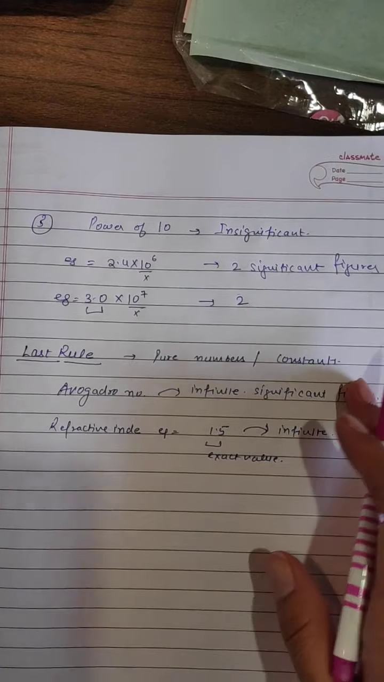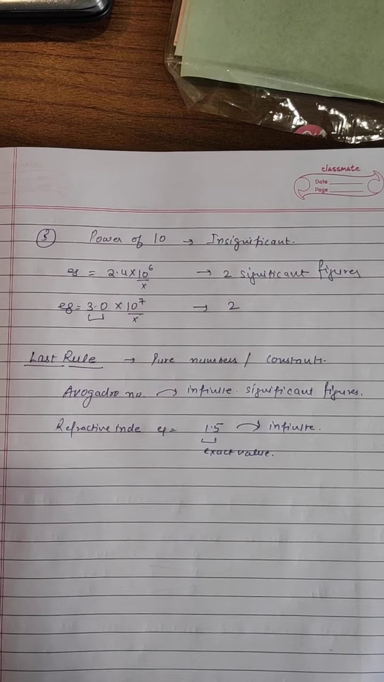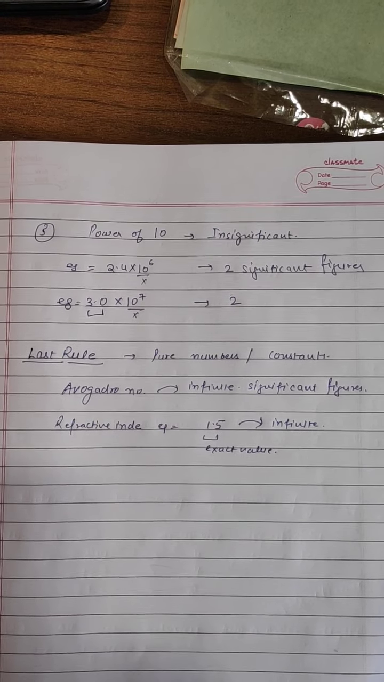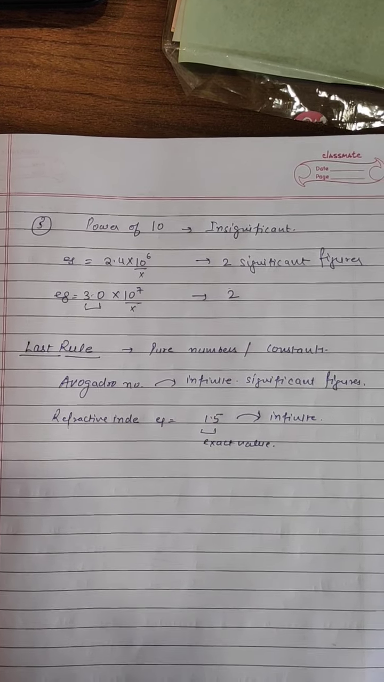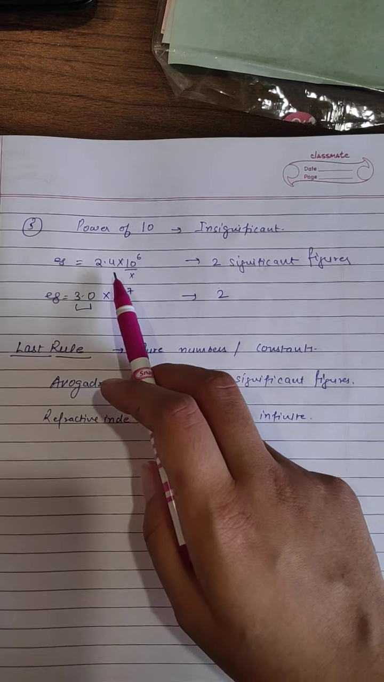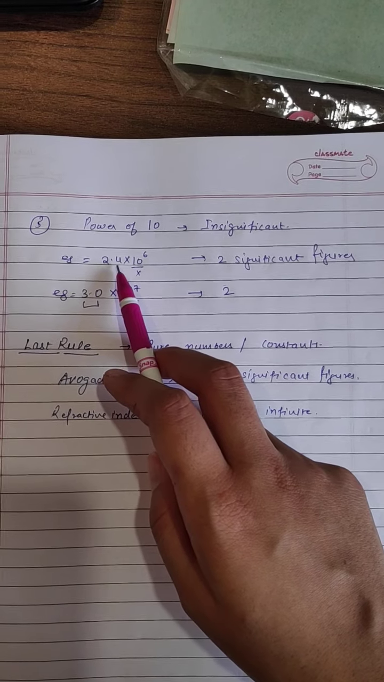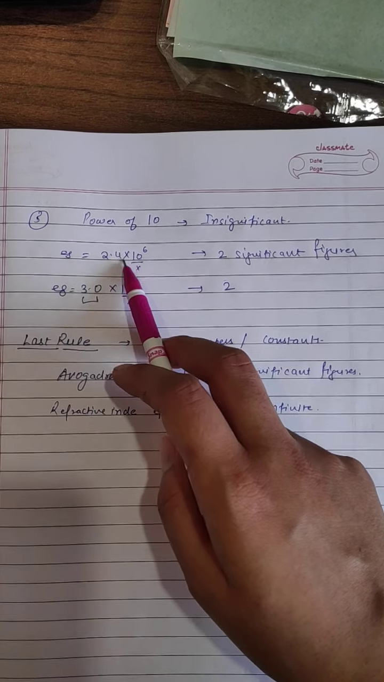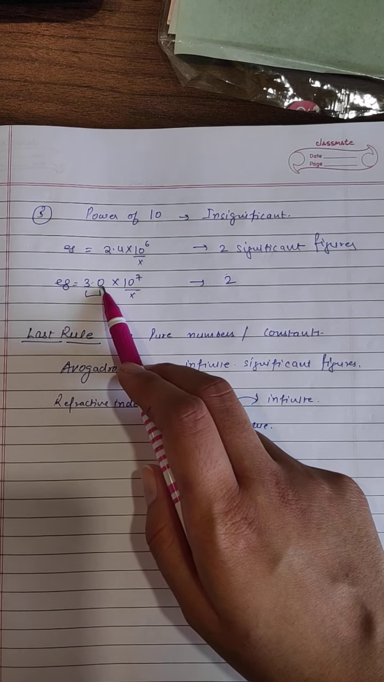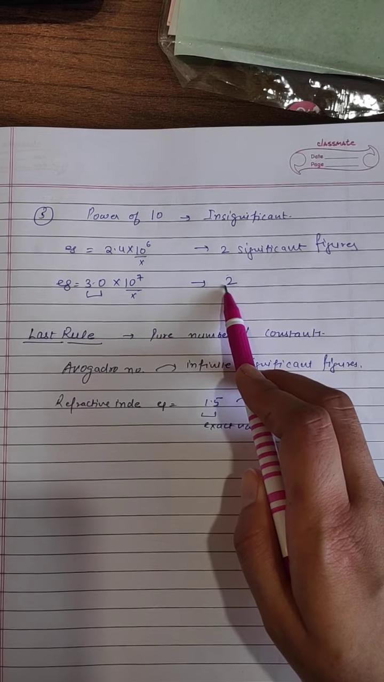Let's discuss the fifth rule, power of 10. Powers of 10 are usually taken as insignificant. For example, if I write 2.4 times 10 raised to power 6, here we have only two significant figures, that is 2 and 4, and we will ignore this. It means we have only two significant figures and the power of 10 will be insignificant. Here again 3.00 comes after the decimal and at the end, so we have two significant figures.